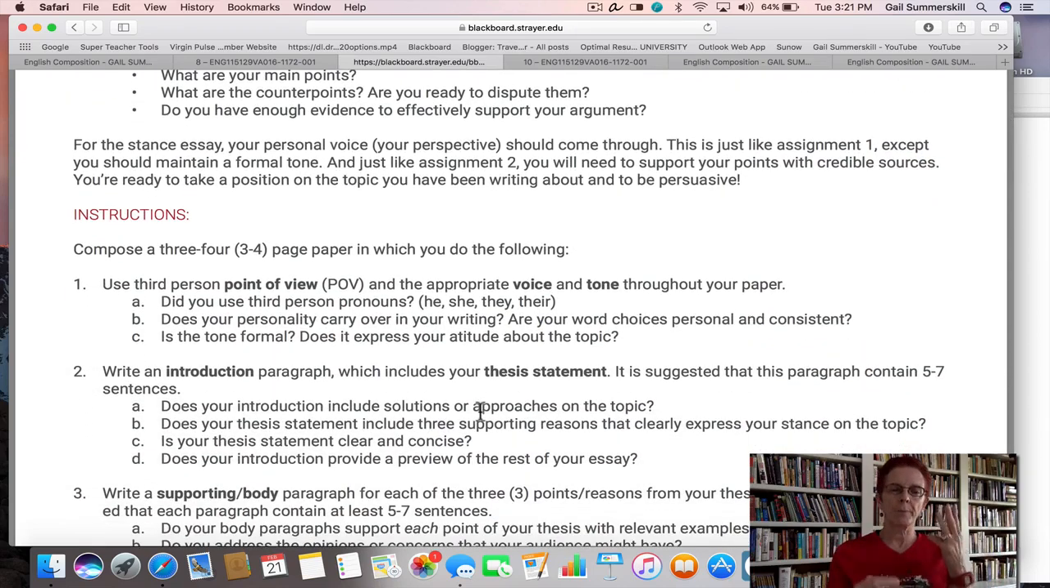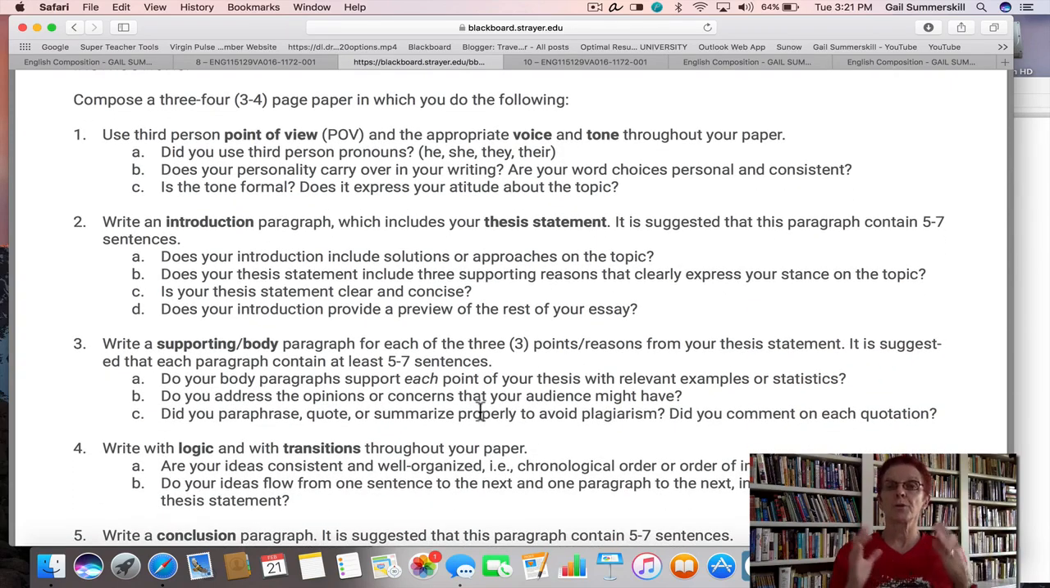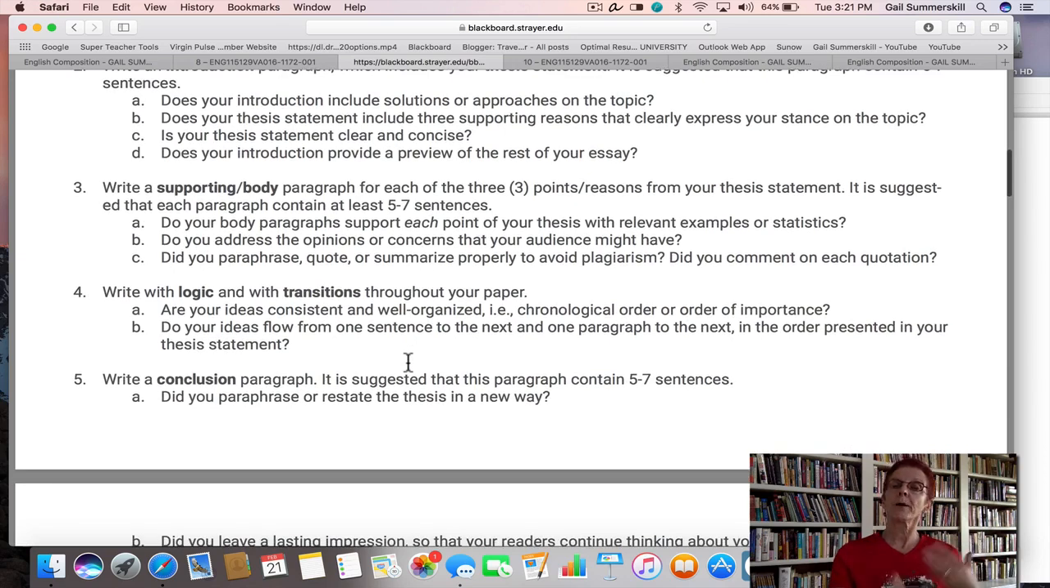It is a 3 to 4 page paper, third person point of view. You have to have an introduction with a thesis statement with 3 points, and a supporting body with 3 points. Your paragraphs need to be 5 to 7 sentences long, and each paragraph has to support each point of your thesis with relevant examples or statistics. Do you address the opinions or concerns that your audience might have? And then make sure that you paraphrase, quote, or summarize to avoid plagiarism.